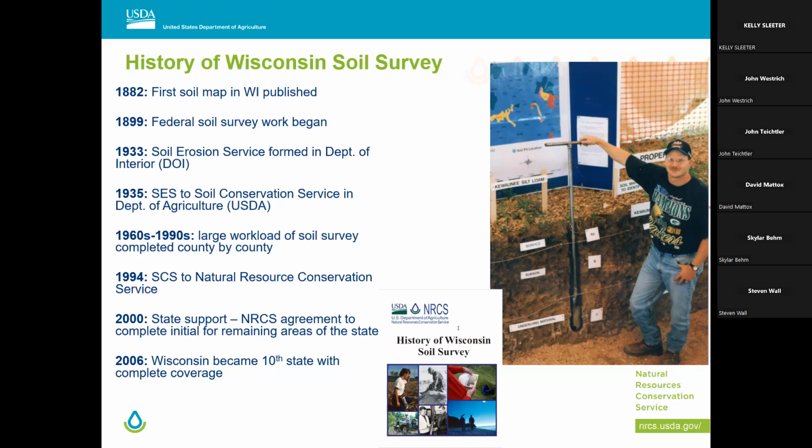So in 94, SCS went to NRCS, and in 2000, we had an agreement to finish all of the initial, not documented, soil mapping in Wisconsin. From 2000 to 2005 was the majority of the workload, and many of you might know the northwest part of the state is referred to as the Northwest 10. It was 10 counties that were mainly forested, not much ag land. There was some farmland mapping, but the majority of that was left undocumented and uninventoried. That big chunk was done in a 5-year period, and then Wisconsin became the 10th state in the United States to have a complete coverage of soil mapping.